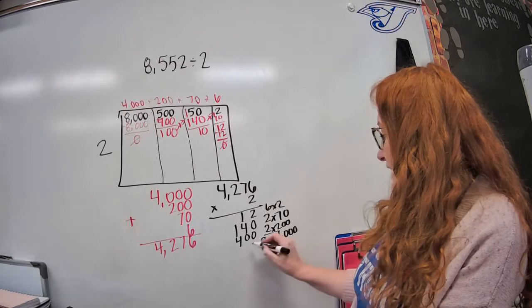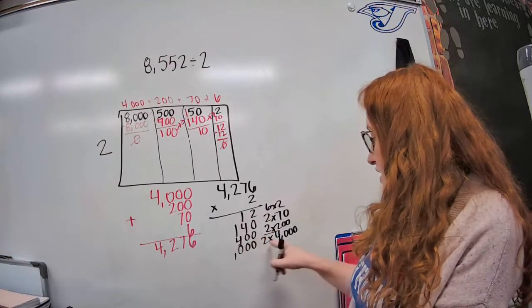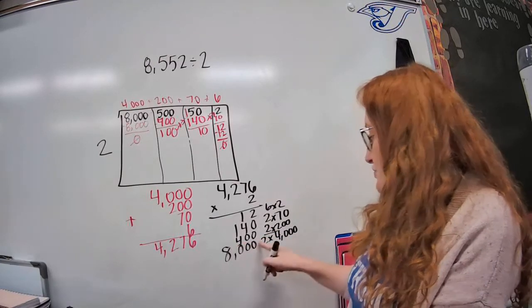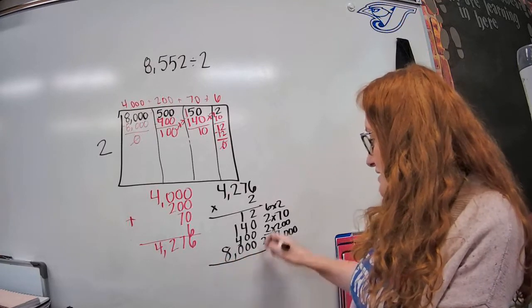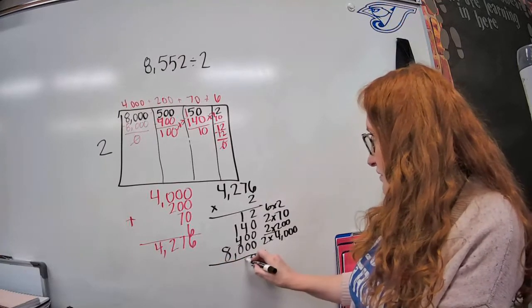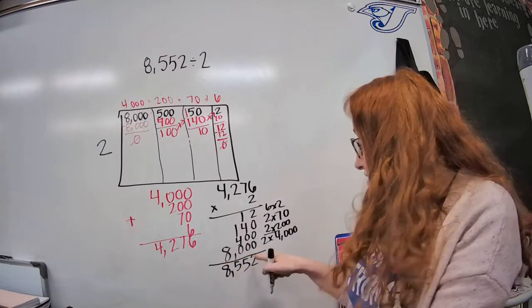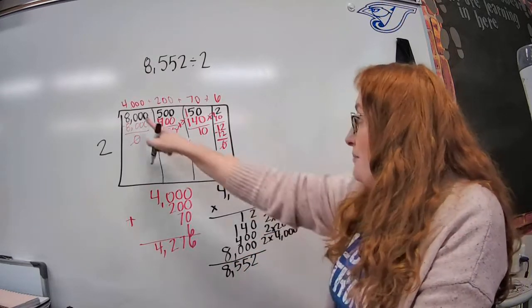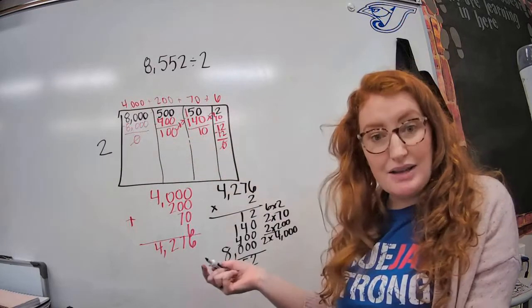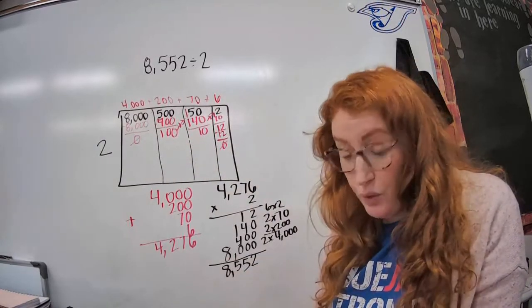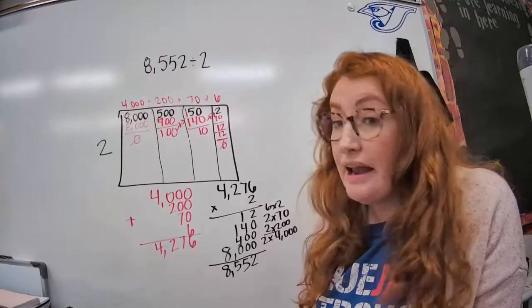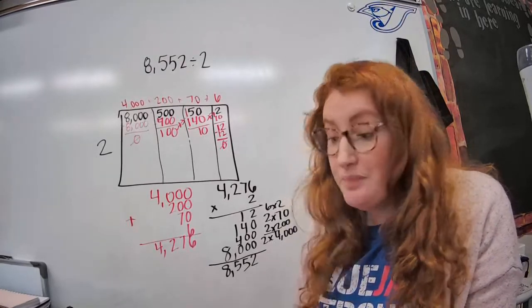And again, 1, 2, 3 zeros and a comma, and then 2 times 4 is 8. So 2 times 4,000 is 8,000. 2, 5, 5, 8. And if you'll notice, my numbers here are matching the ones that are in the box. So there is a 4-digit divided by 1-digit area model of division with no remainder.